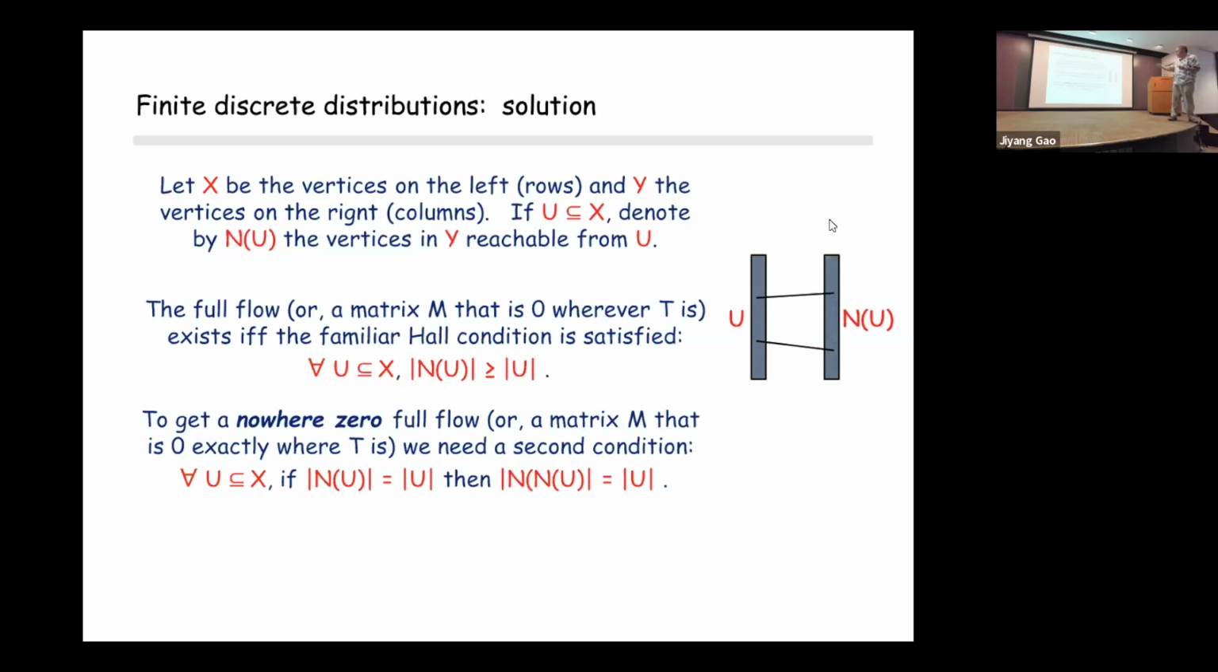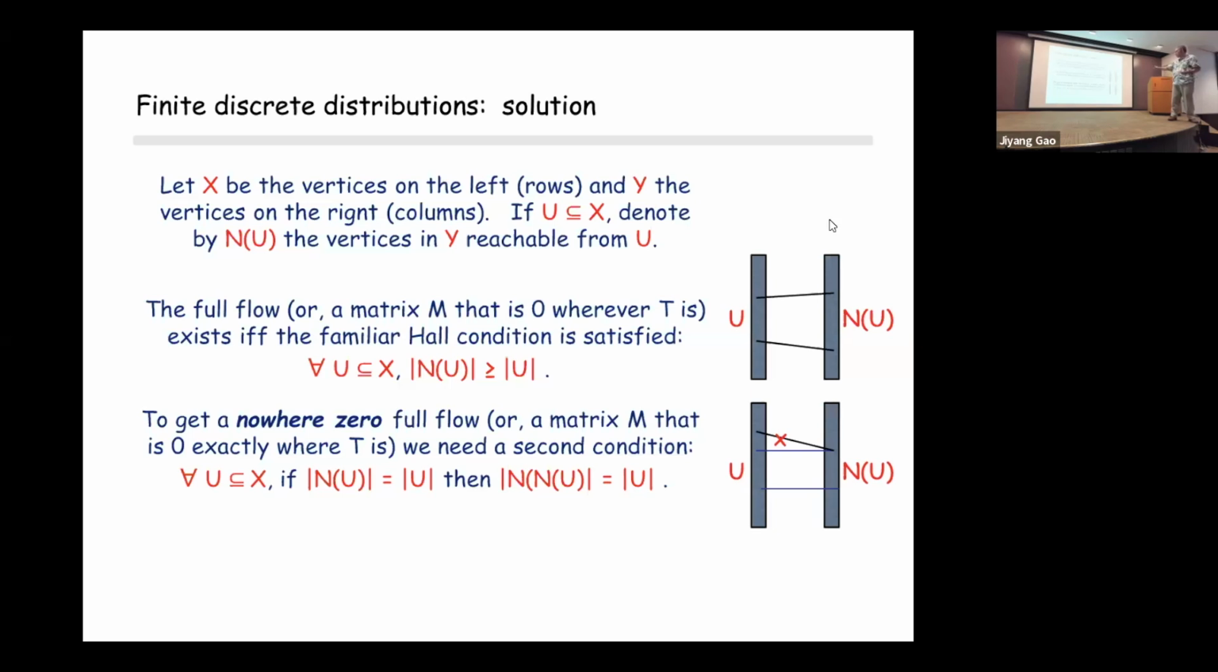which says that when you have equality in the Hall condition, then there can't be another element on the X side which is mapped to N of U. Imagine there is. Here's a set whose neighborhood is the same size. So that's tight. And if we have an element that runs from somewhere else in X to that neighborhood, we won't be able to put any flow on that edge.